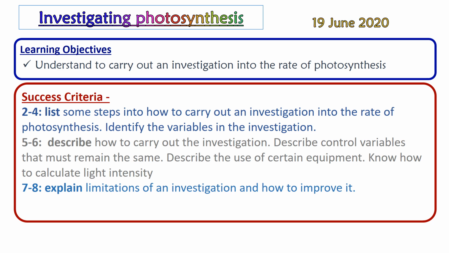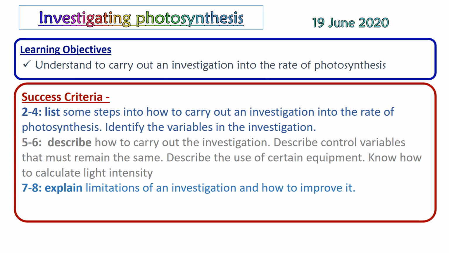Hopefully we're able to just come up with the steps to carry out an investigation into the rate of photosynthesis and also identify some of the variables in the investigation. So the independent variable being the one you change, which would be the light intensity, and the dependent variable, what you're measuring, either the number of bubbles or the rate of photosynthesis or the volume of oxygen produced if you were using a gas syringe. Any one of those would be acceptable.